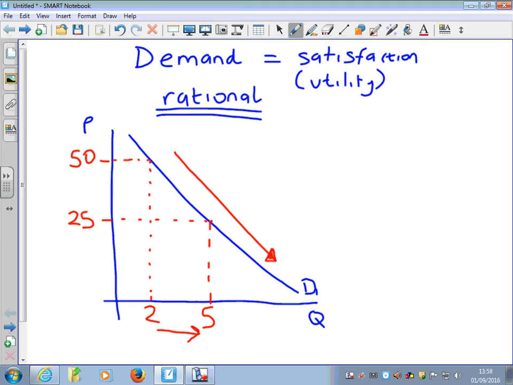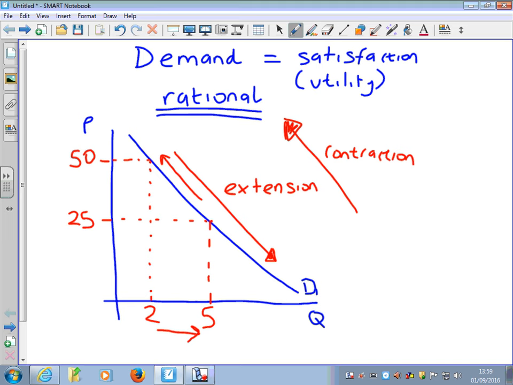Now when the price falls, we have an extension in demand. All that basically means is that the price falls, people become more willing and able to buy. If the price was to increase, then we get a contraction in demand. All that basically means is the price increases, people become less willing and able to buy the product. In other words, at the new high price, they don't deem it to be worth that particular price.